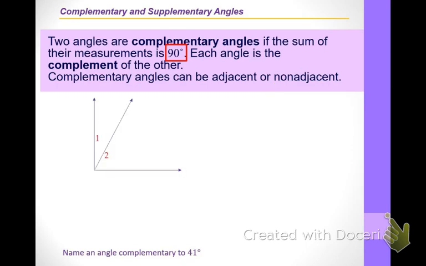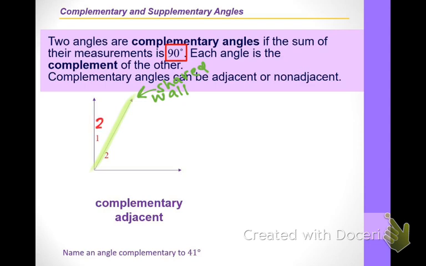Okay? So this is the first example. This one is adjacent. So it's adjacent because it shares this wall. So that's the wall they share, or shared wall. So you want to write that the first set, this is complementary and adjacent, because they do make a corner. So let's say angle 1 was 20 degrees. What would angle 2 be? 70. Why 70? Because that adds up to 90.